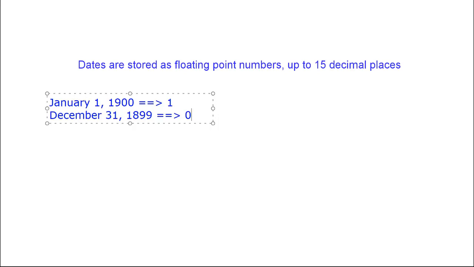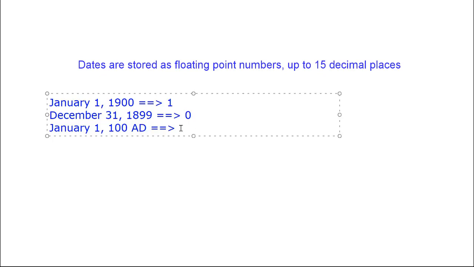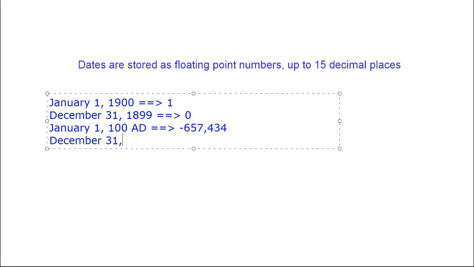And anything before that becomes a negative number. And if you're curious, the oldest date that Excel can recognize is January 1st, 100 AD. And that number, let me just expand this, is negative, and I wrote this down, I didn't memorize it, 657,434. And on the opposite end, the latest date it will recognize is December 31st, 9999 AD. I don't know what's going to be happening with us by that time, but that is positive 2,958,465. Okay, so that's your date range. Plenty enough for the average user.